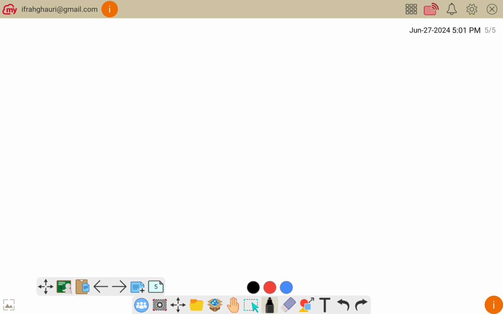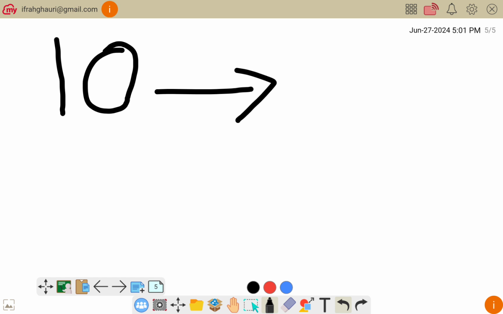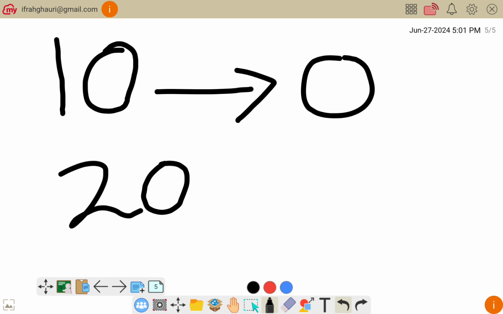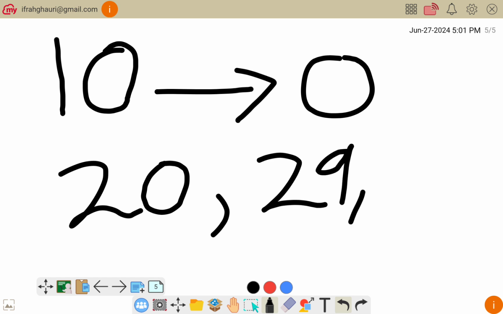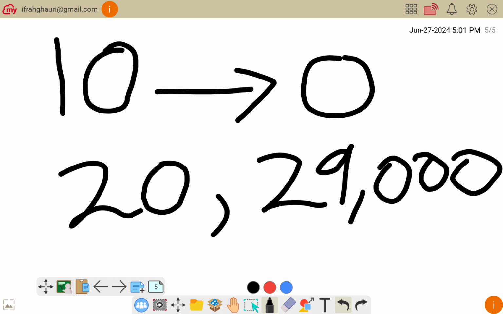How do we know that a number is divisible by 10? If in the units digit we have a 0, then the number is divisible by 10, like 20, 29,000. These numbers are divisible by 10 because in the units place we have a 0.